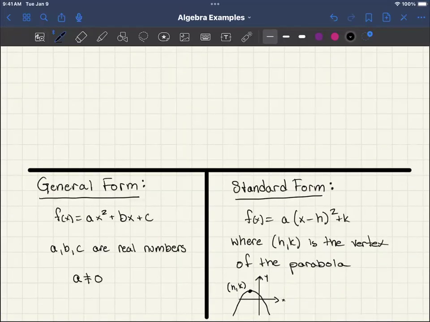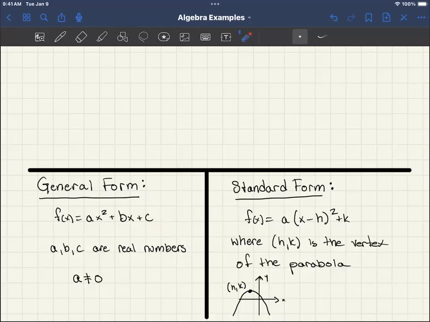Our general form has the look of f of x is equal to ax squared plus bx plus c. A, B, and C are just numbers. So in general, something like x squared plus 2x minus 5 will be a general form for a quadratic function. The one thing that has to be true is A has to be non-zero, because if A is 0, it would kill that first term, and we'd actually be looking at a linear function. So that's what the general form looks like.